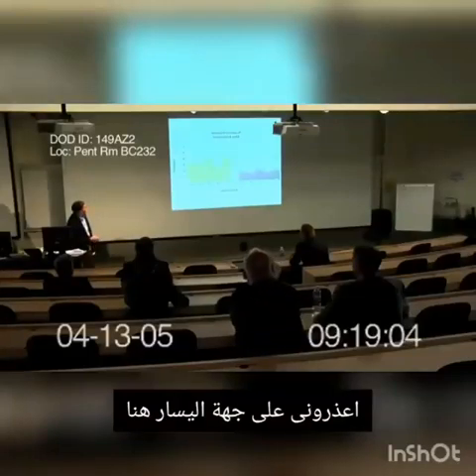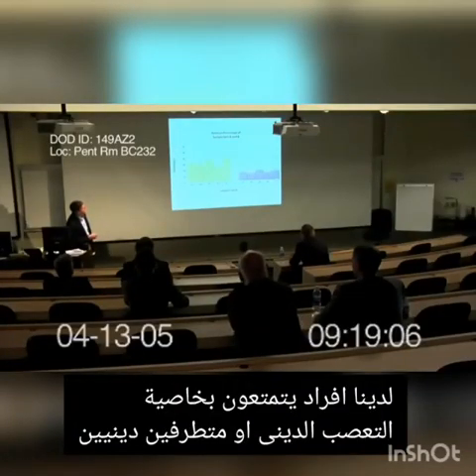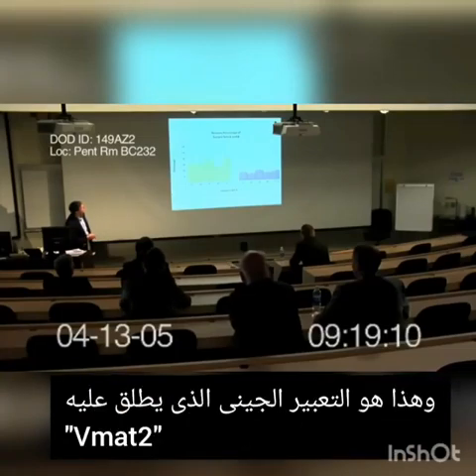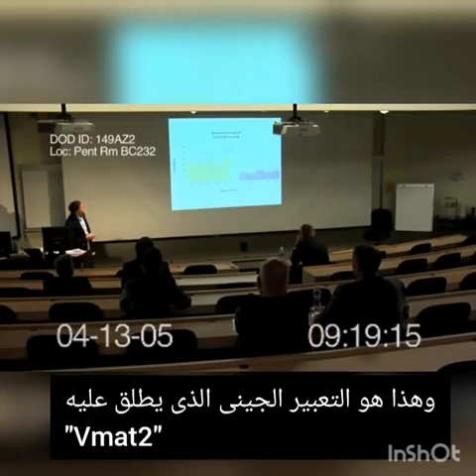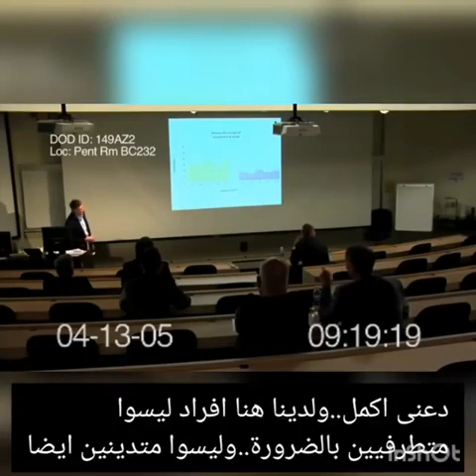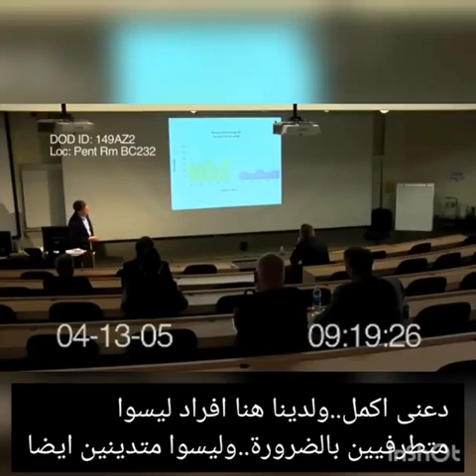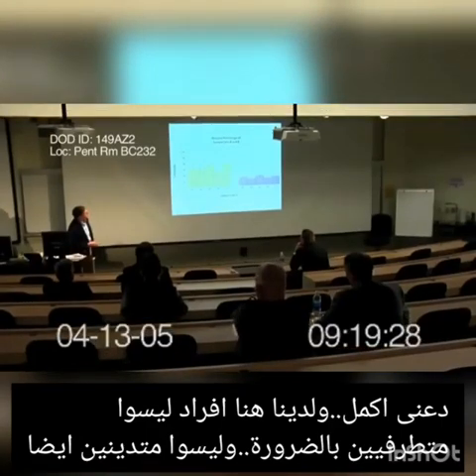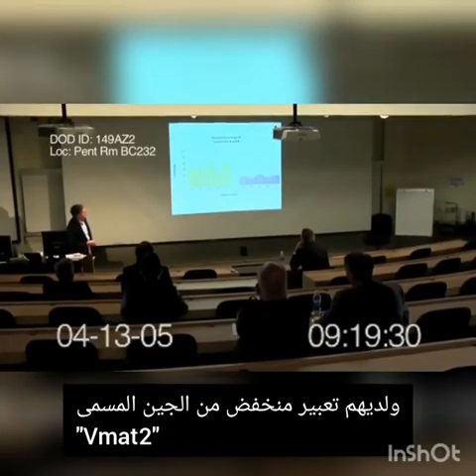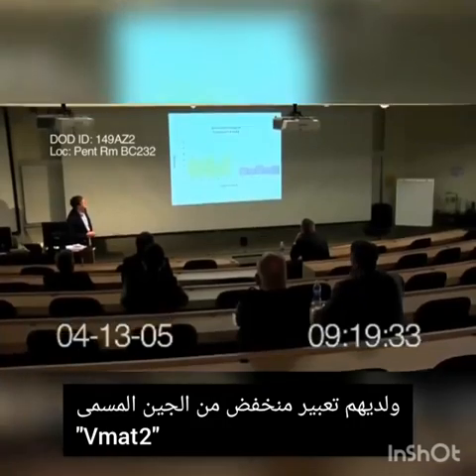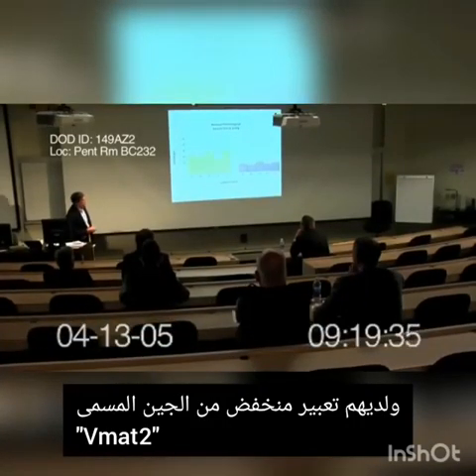On the left over here, we have individuals who are religious fundamentalists, religious fanatics, and this is the expression, real-time PCR expression of the Vmat2 gene. Over here, we have individuals who are not particularly fundamentalist, not particularly religious, and you can see there's a much reduced expression of this particular gene, the Vmat2 gene.